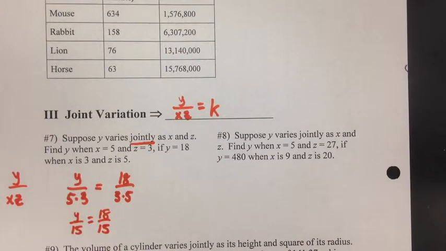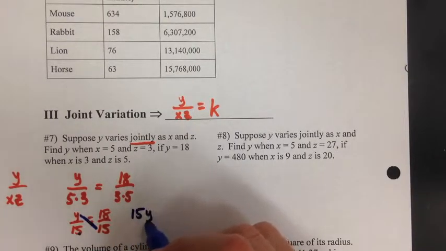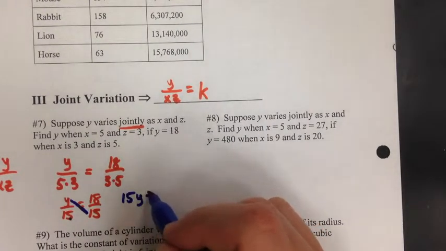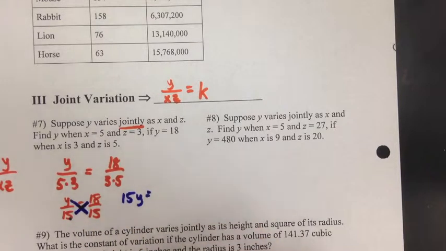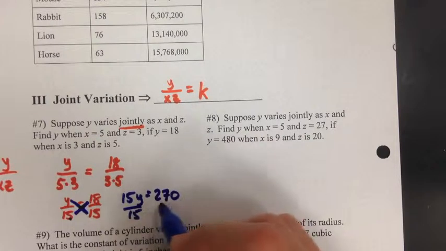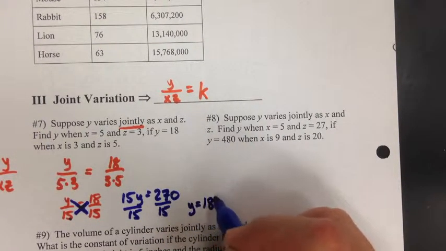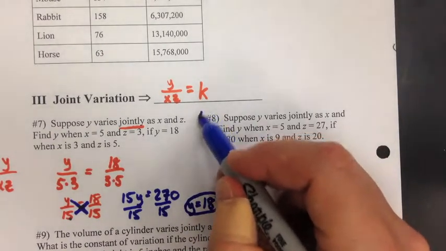So in this problem, it's pretty easy to solve because if 2 fractions are equal and they have the same denominator, they have to have the same numerator. So you know that y is equal to 18. But if we wanted to cross multiply, we would get 15y is equal to 15 times 18, which is going to be 270. And 270 divided by 15 is equal to 18. Okay, so there's number 7.